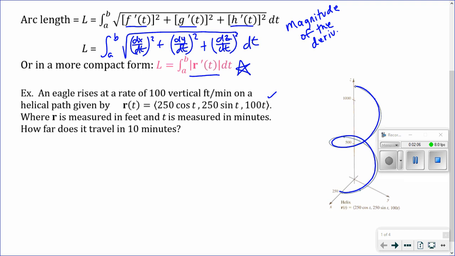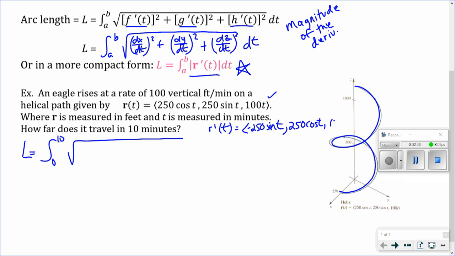All right, so my arc length is my integral from 0 to 10. And I have to do the magnitude of the derivative. So square root the derivative. So let's do the derivative. Actually I should have done that first. r prime of t. The derivative of 250 cosine t would be negative 250 sine t. Derivative of 250 sine t. Oh, no, wait a minute. Derivative of cosine is negative. Yeah, that's correct. So 250 cosine t. And derivative of 100t would be 100.